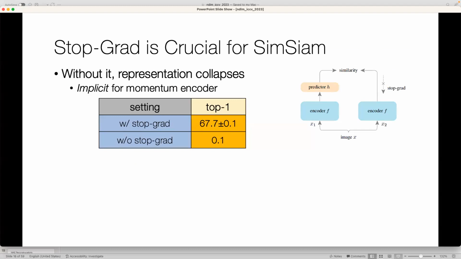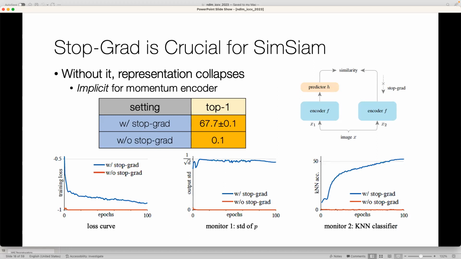And here is the most crucial analysis for SimSiam. What we find is that stop gradient is crucial. Without it, the representation indeed collapses, and it ignores the data that feeds into the network. And we have several indicators, for example, the loss curve, which quickly finds the global minimum, or the k-nearest neighbors on the right side, to indicate that.